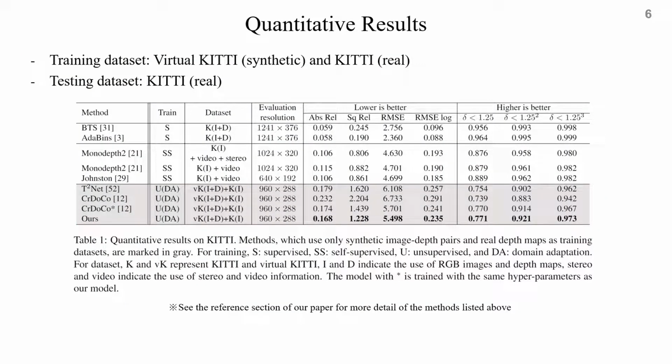We conducted several experiments. In our first experiment, we used virtual KITTI and KITTI as a training dataset. For the testing dataset, we used KITTI. We show the result in the table 1. Unsupervised domain adaptation methods are marked in gray. For a fair comparison, we use the same encoder pre-trained on ImageNet in previous method. The result shows that our approach boosts the performance in all metrics.